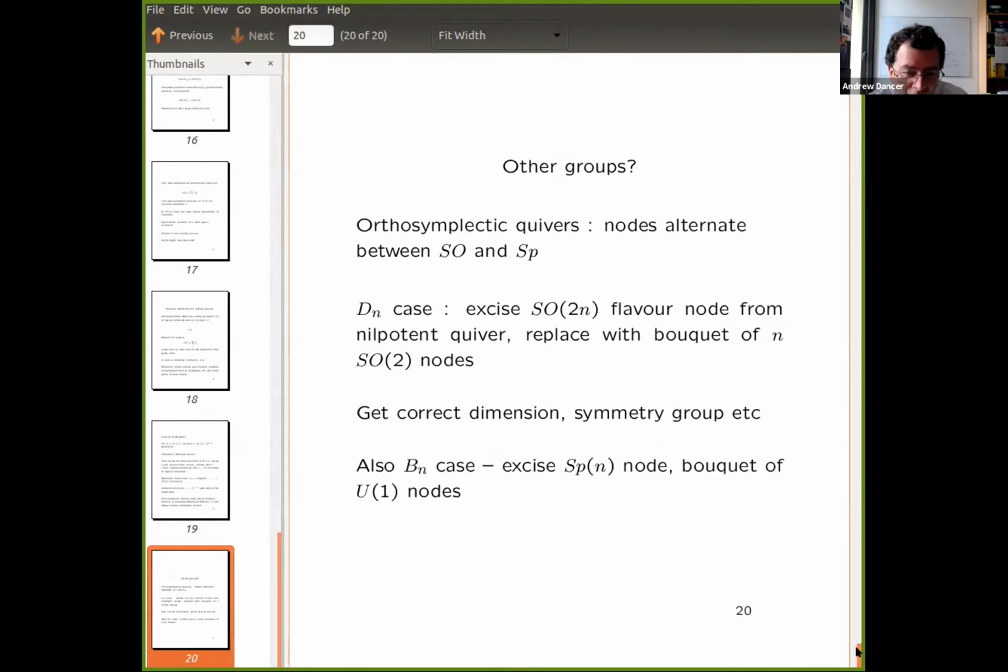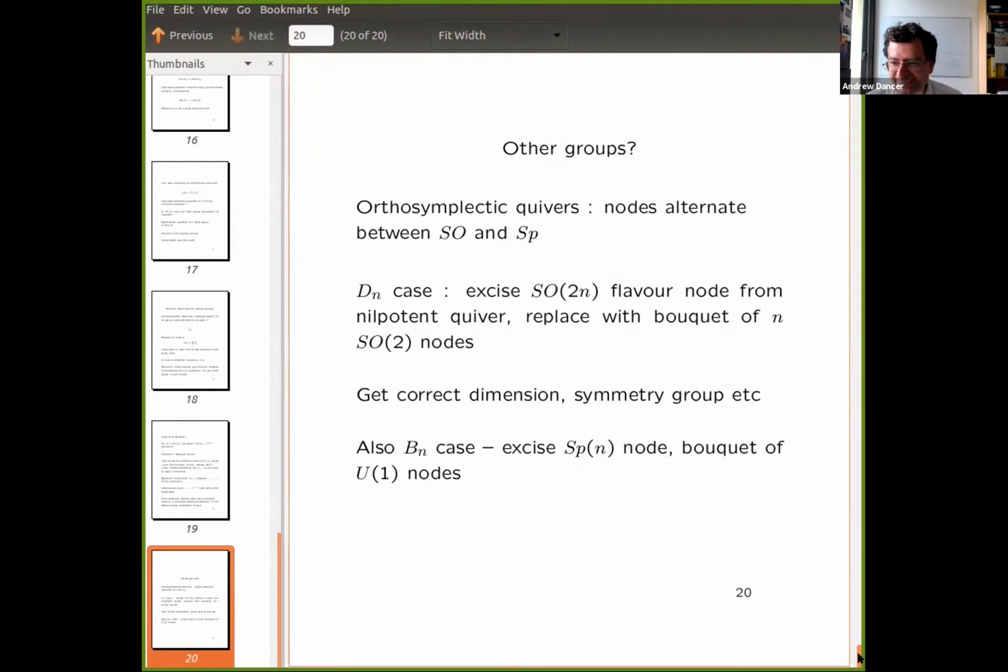And in fact, we now have similar candidates for the Coulomb branch of the implosion for the D_N and B_N cases. Again, the idea is we start with the quiver of a nilpotent cone, then we excise the flavor node, and then to rebalance the remaining nodes, we stick in an appropriate bouquet of abelian nodes, and again one can perform the appropriate checks, and everything works out. Great. Okay, so that was a rapid tour from some very elementary things to current research, but I hope that was appropriate for this meeting.